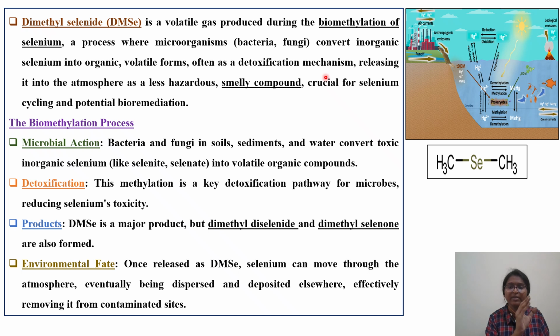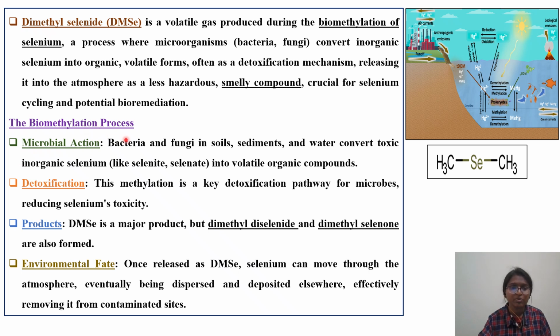So they are trying to convert the inorganic form of the metal, which is highly toxic, to a less toxic organic form, releasing it into the atmosphere as a less hazardous smelly compound, crucial for selenium cycling and potential bioremediation. So if there is an area contaminated with selenium, by using this bioremediation process you can decrease the toxicity of selenium in that area.